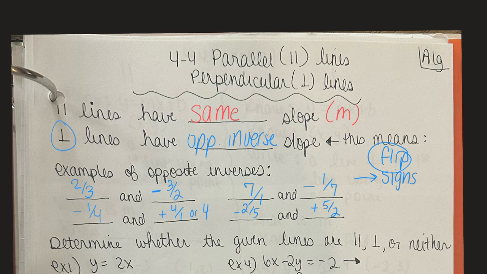So a perpendicular line will have opposite inverse slopes. We're flipping the fraction, kind of like when we divide by fractions, keep, switch, flip. We're flipping the fraction upside down and changing the sign.